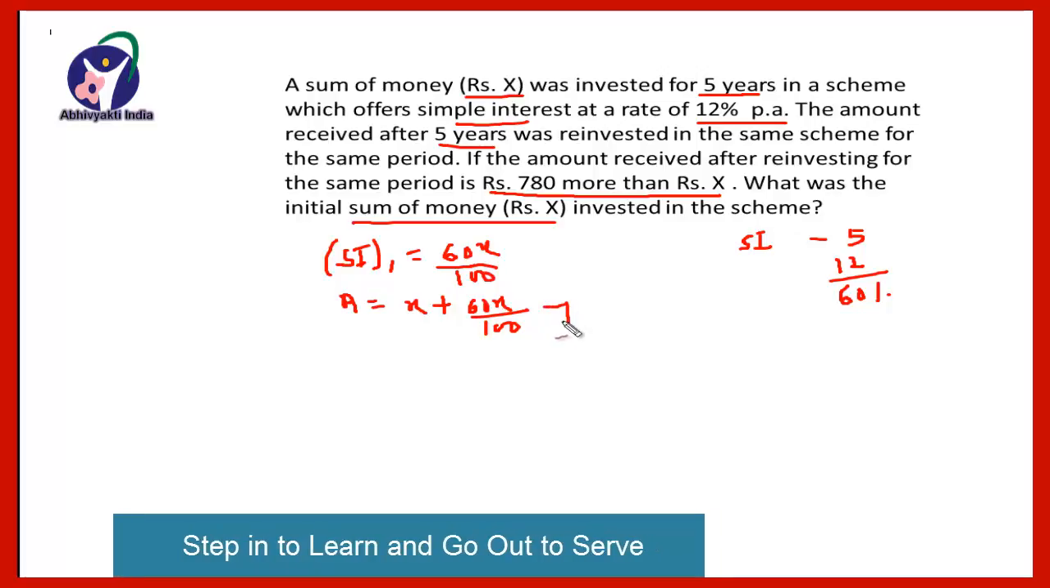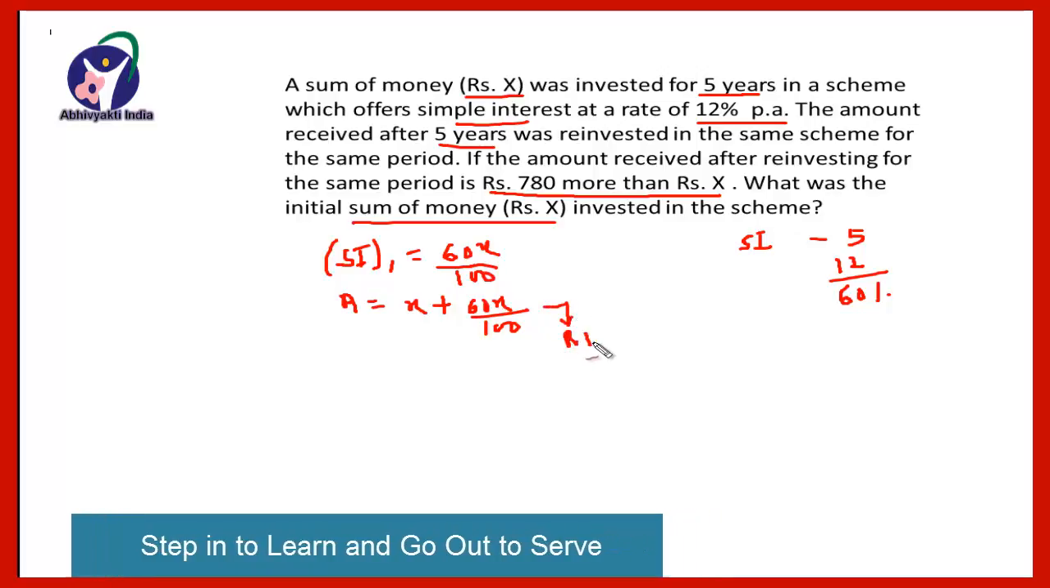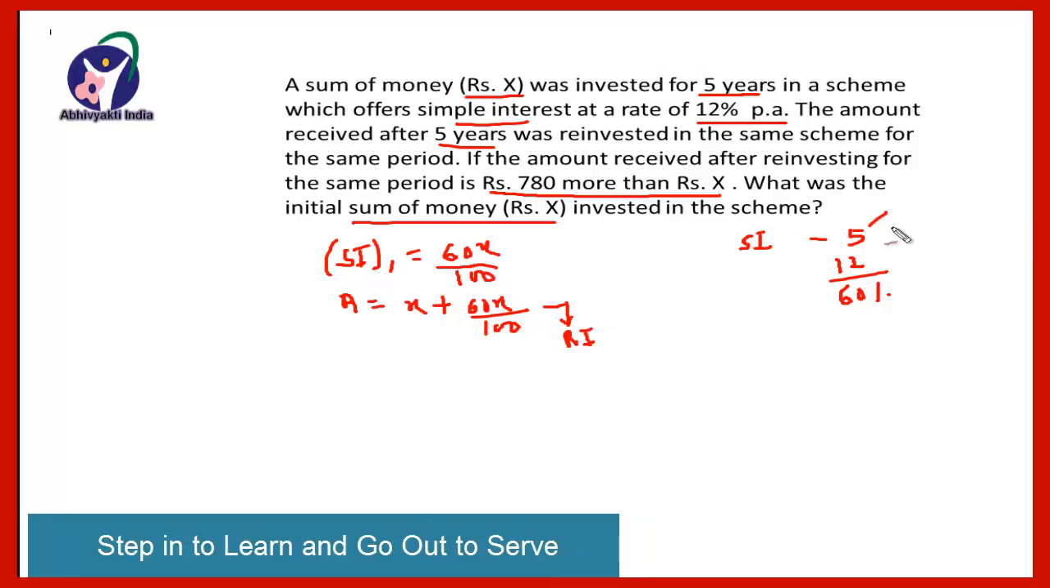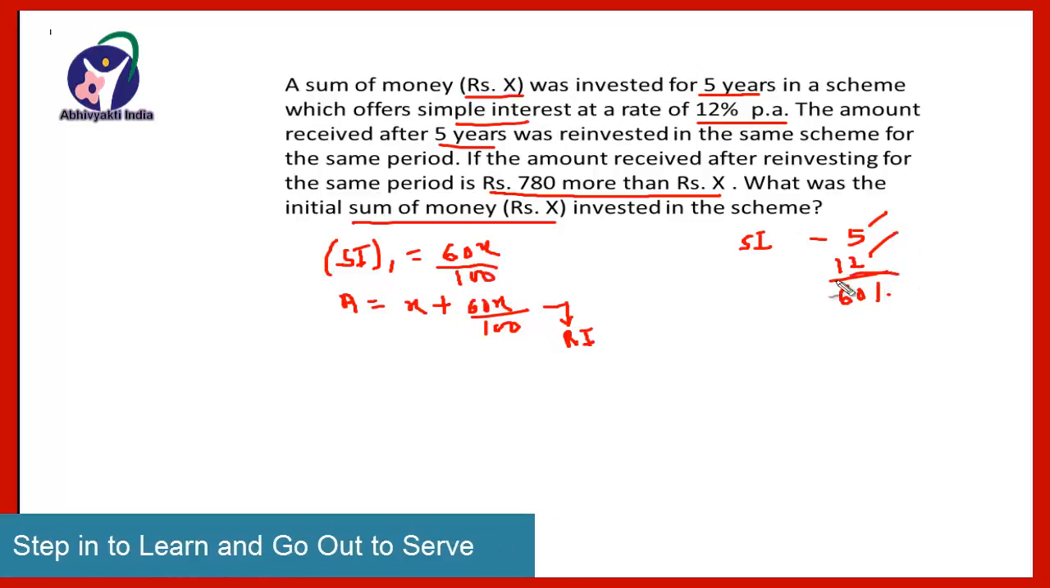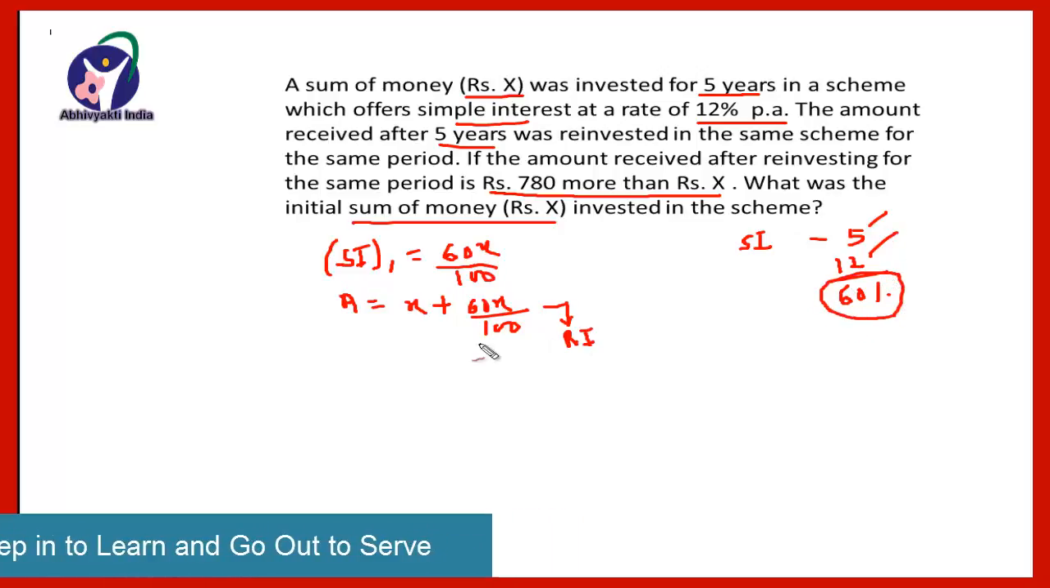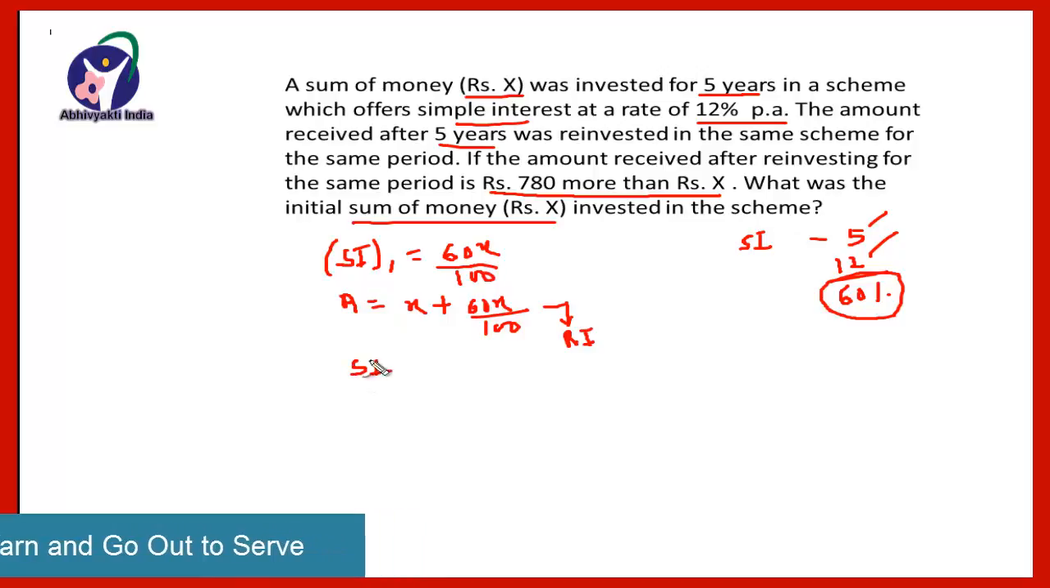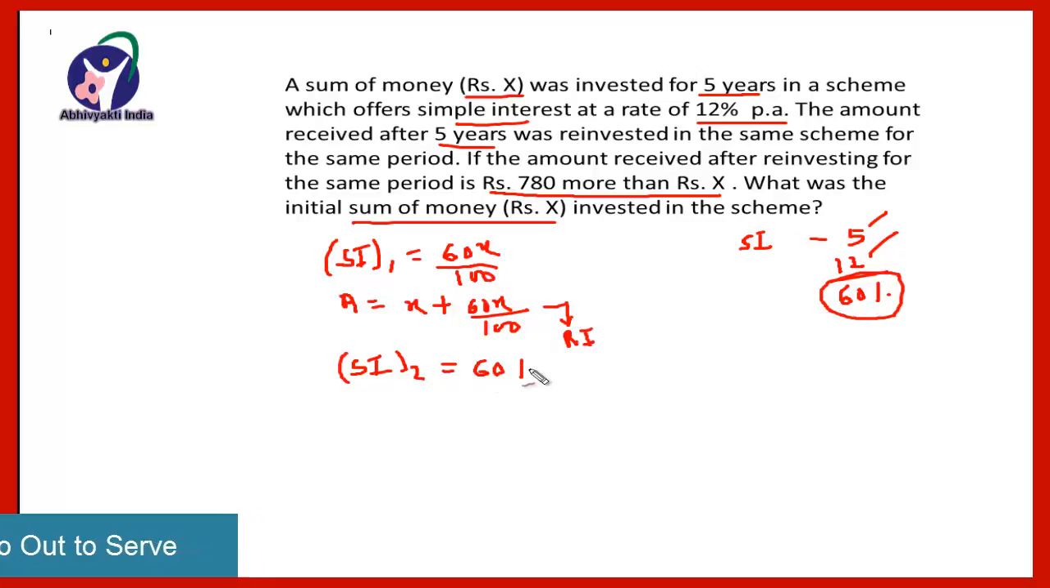Now this amount is reinvested in the same scheme for 5 years with a rate of interest of 12%. So again the total interest received after 5 years will be 60% of the amount invested. So the amount invested is this one, and therefore the simple interest received in the second case will be equal to 60% of X plus 60X by 100.